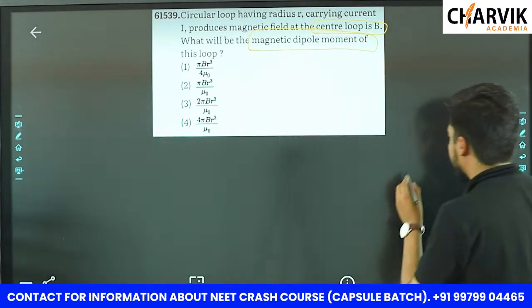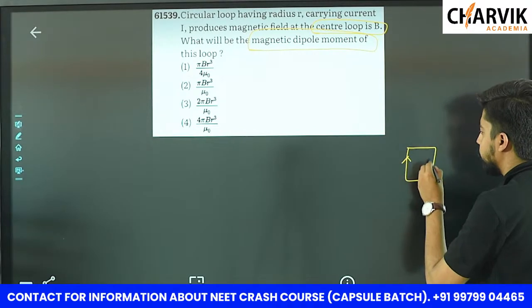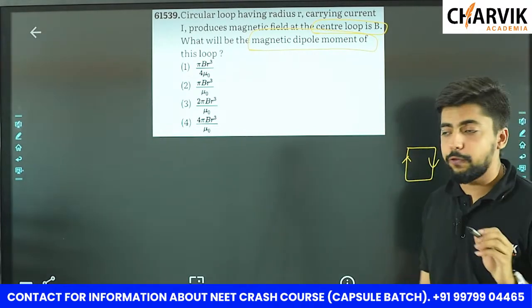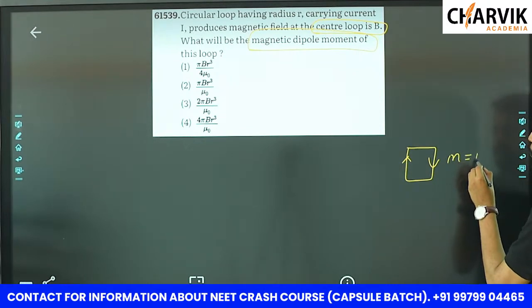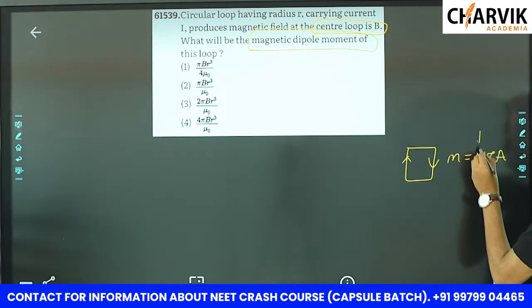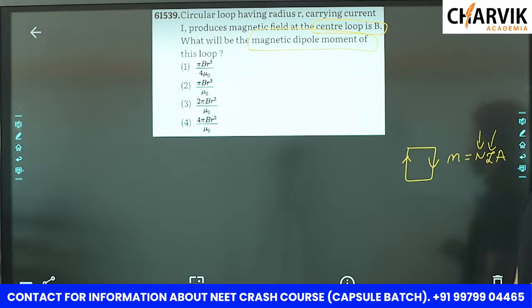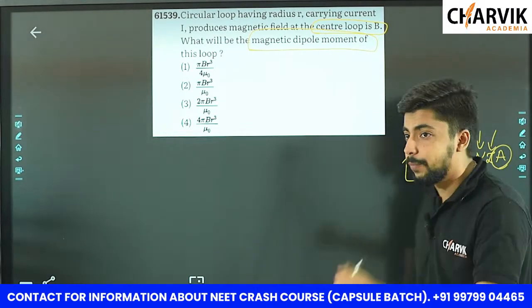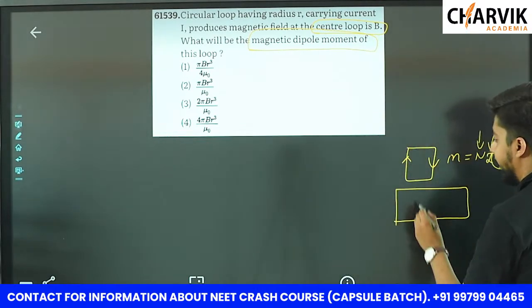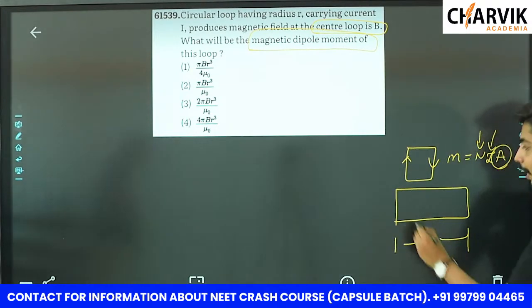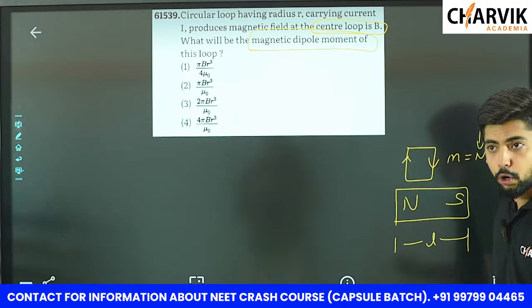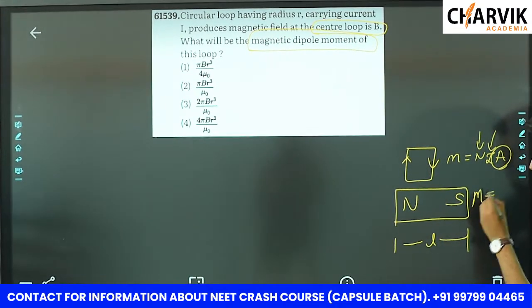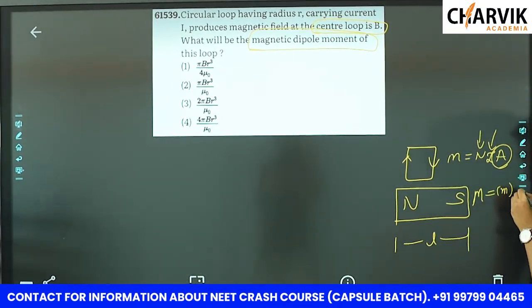So if you have a conducting loop and current is passing through this conducting loop, you can say the formula of the magnetic dipole moment M is equal to NIA, where N is the number of turns, I is the current passing through the loop, and A is the area of the loop. But what happens if they have given you a magnet and you want to find the magnetic dipole moment? In the case of a magnet, we can say the length of the magnet is L. There is one north pole and one south pole. So in this case, the magnetic dipole moment becomes the pole strength into the length of the magnet.